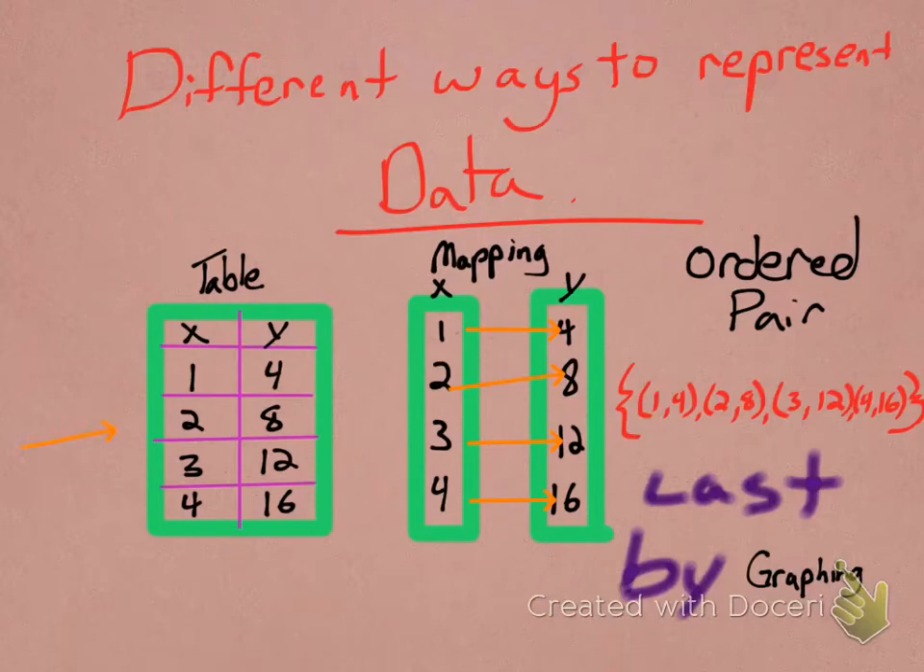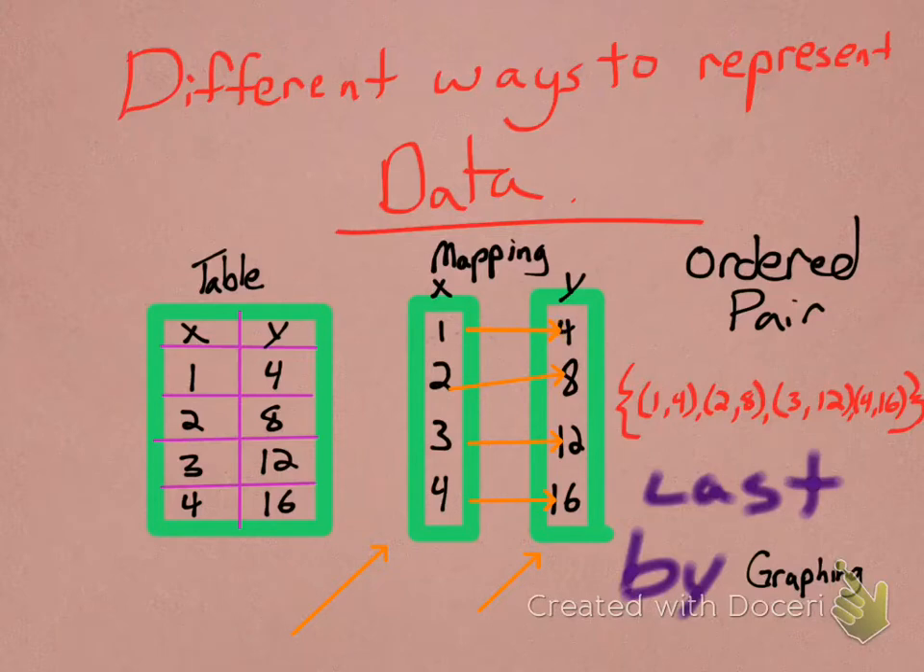One is by table, which y'all should always know. There's your X column and a Y column. Your next one is by mapping. And mapping is basically the same thing as a table. The only difference is these are in different areas, different boxes or circles, and then you draw an arrow to where that X represents that Y. So 1 represents a 4.